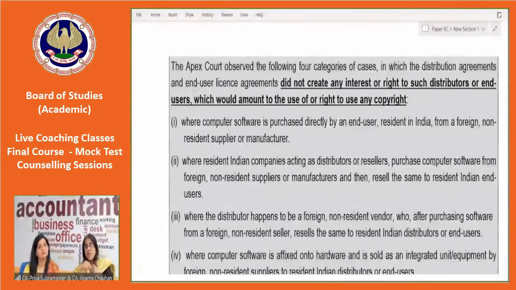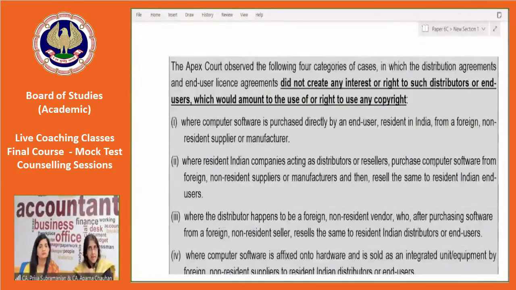is purchased by the end user resident in India from a non-resident company or a foreign company, or I'm an Indian distributor purchasing from a foreign supplier and then giving it to an Indian end user, or I'm a foreign distributor who purchases from a foreign vendor and later on gives it to the Indian distributors or end user, or whether the software is affixed to the hardware and it's sold as an integrated unit. In all these four cases, it does not create any right to the distributors or end users which would amount to use of a copyright. It's very clearly stated. It does not create any right which would amount to use of a copyright.